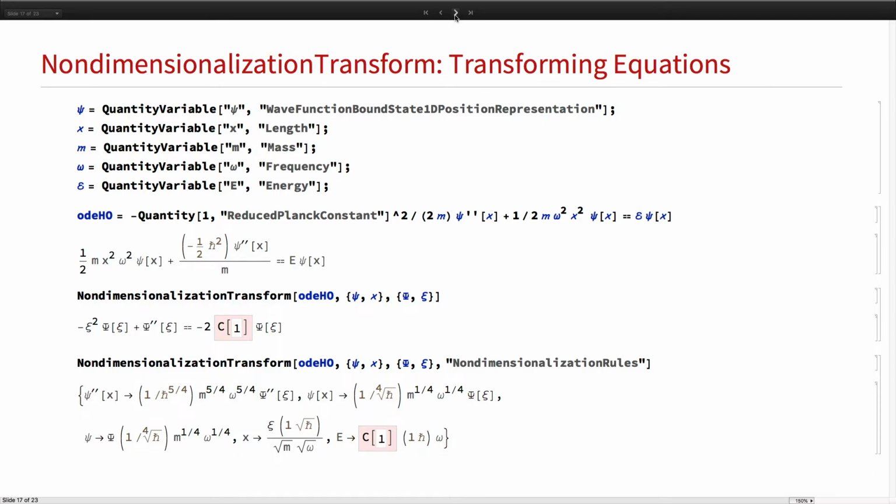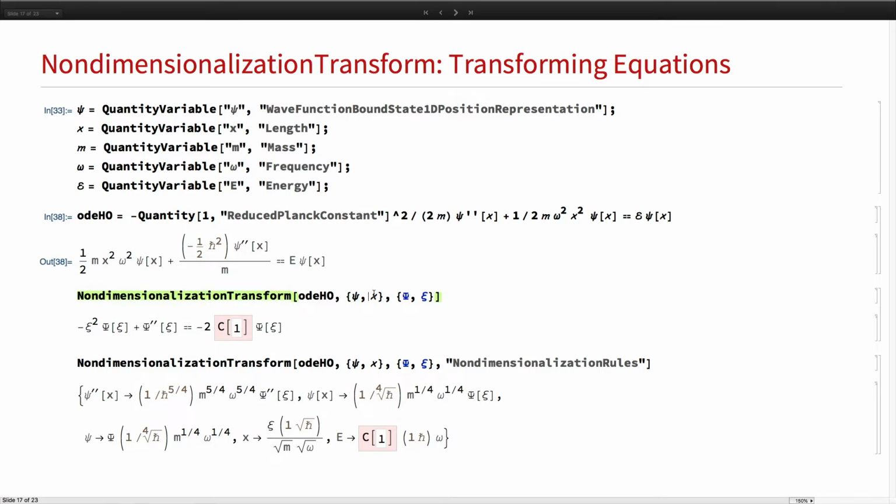Now the other function that we have for dealing with transforming expressions is NonDimensionalizationTransform. This lets you transform an equation by removing any dimensions from the quantity variables within that equation. So here we have a quantum harmonic oscillator equation, and we have a whole host of quantity variables. But once we non-dimensionalize it, we'll only have 2 at the end. So we're going to specify the 2 that we want at the end.